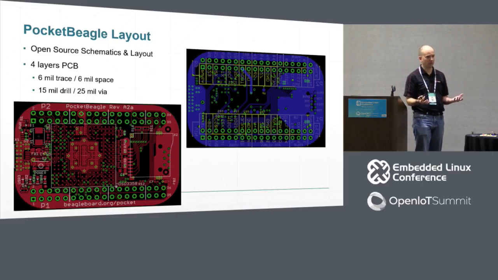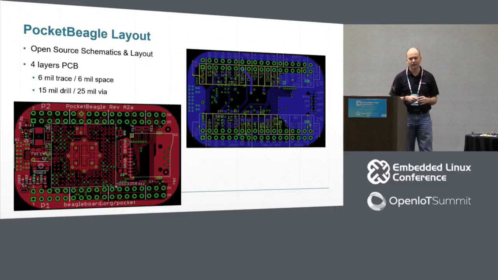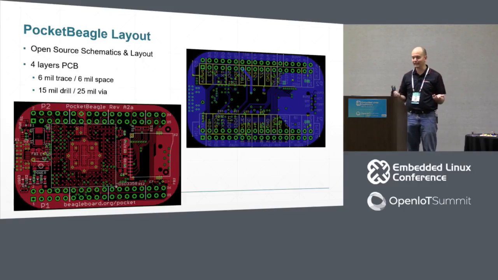So that's the whole 6 mil trace, 6 mil space. That is very cheap to manufacture. And similarly, from a via size, you're able to use large vias that'll allow you to do very easy hardware design.